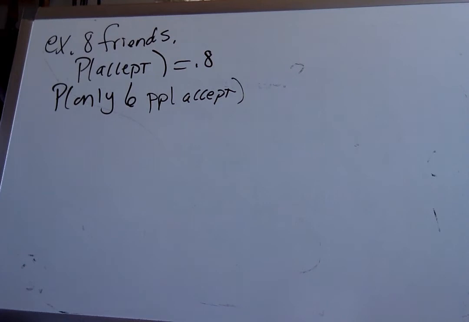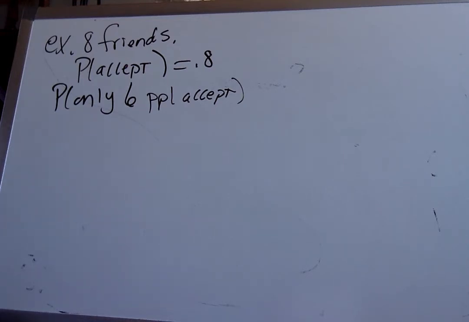So this was based off of one of the problems on worksheet 1. You have 8 friends, you're inviting them to a party. The probability that any person accepts is 80%. The question is, what's the probability only 6 people accept? The word only doesn't have to be there. It could say, what's the probability 6 people accept? It's the same thing. I didn't tell you which 6. I didn't name them, right?